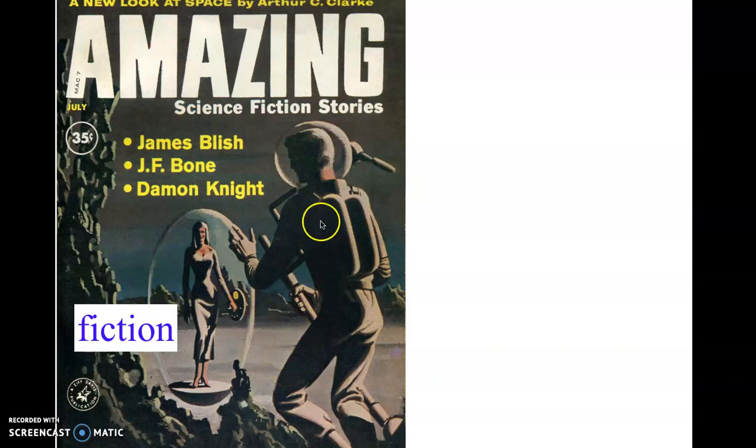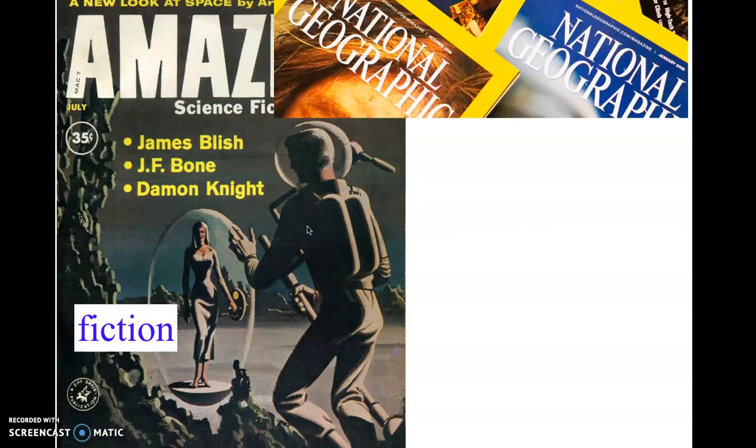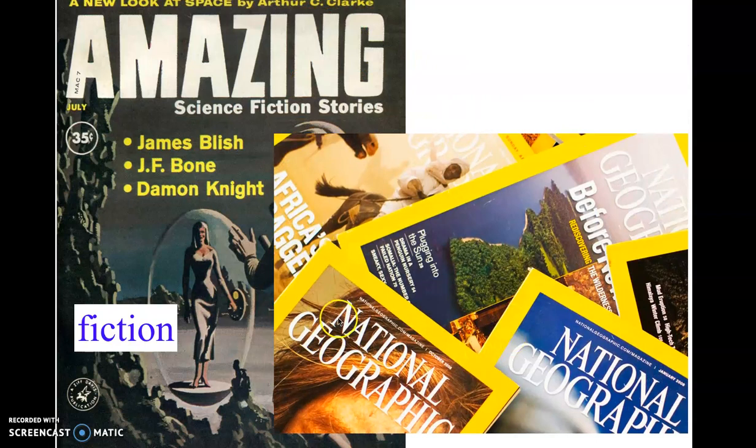These are stories that are not real. They are made up. The author, such as Arthur C. Clarke, created these stories. Now, these magazines, National Geographic, have articles and things that are real, right? They are not made up. They are not created. So the people on the cover are real people, real places, real situations.